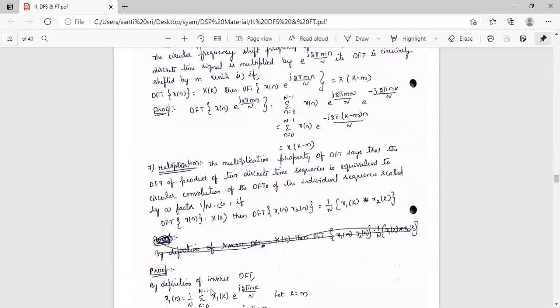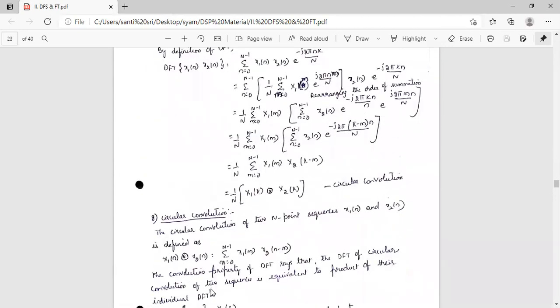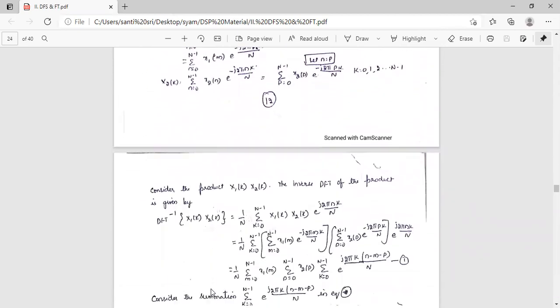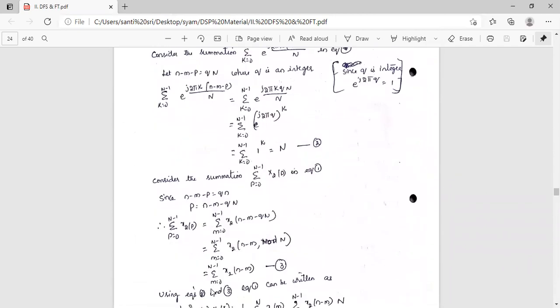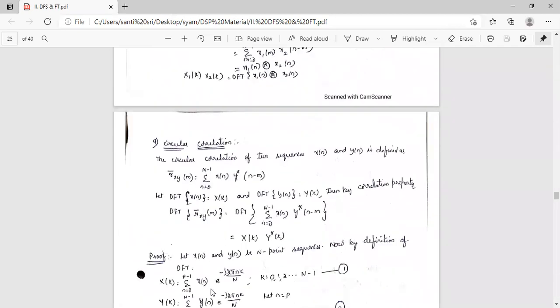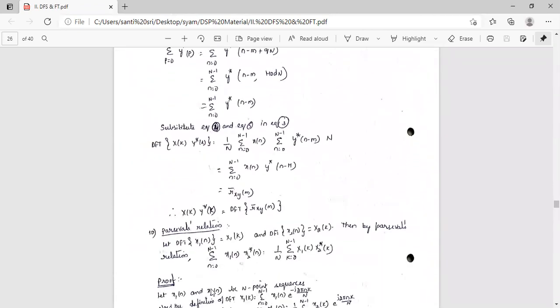Seventh one is multiplication property. And eighth one is circular convolution property. Ninth one is circular correlation property. And last one is Parseval's theorem, right? Parseval's relation. These are very, very important properties of DFT.